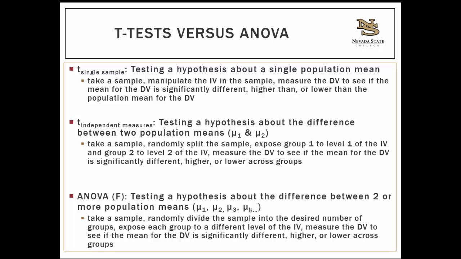Now, it's important to note that you can use an analysis of variance or t-independent measures when you have two levels of the independent variable, or in other words, two groups. But do not simply do multiple t-tests for independent measures when you have more than two groups. When you have more than two groups, or in other words, more than two conditions, or more than two levels of the independent variable, you must do an ANOVA, not a bunch of t-tests for independent measures.